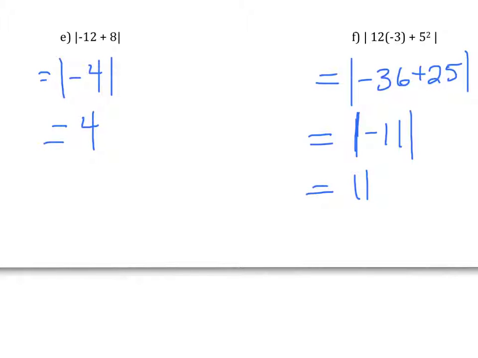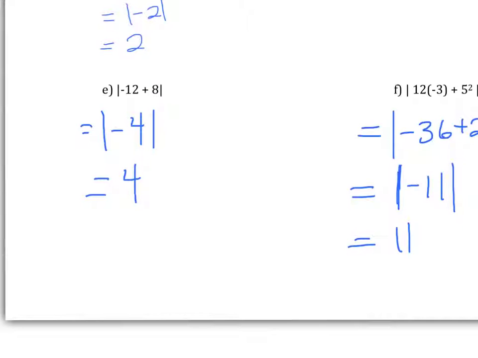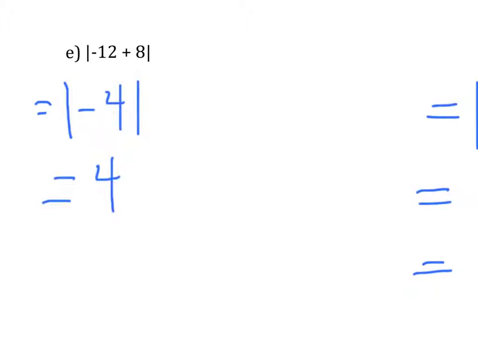All right, so now for part E, let's look at this. You've got -12 plus 8. All of that is inside of the absolute value sign. So you need to figure out -12 plus 8 first. That gives you -4. And then taking account for the absolute value, you have 4.